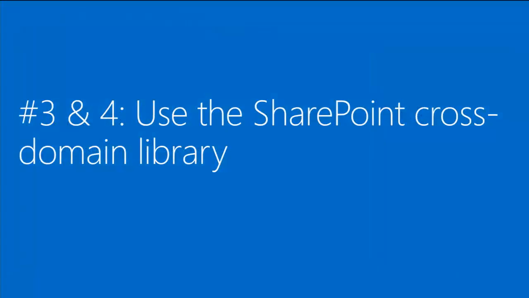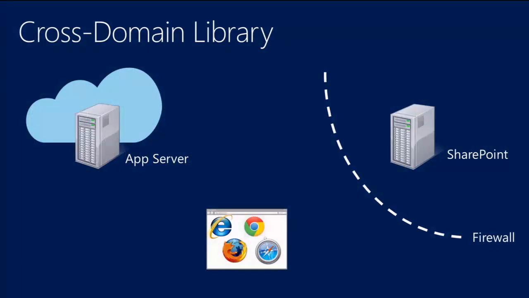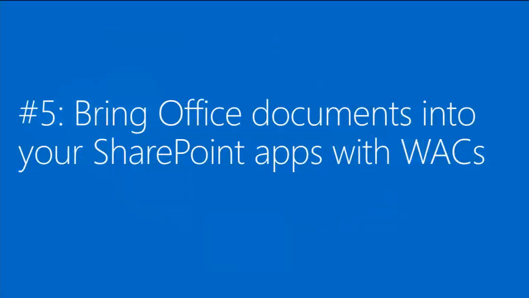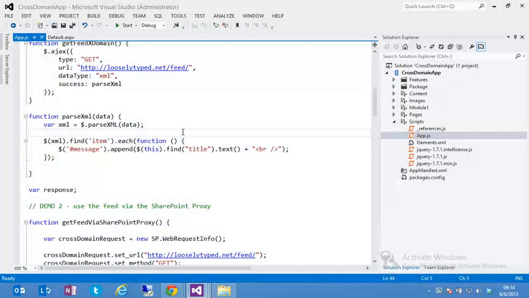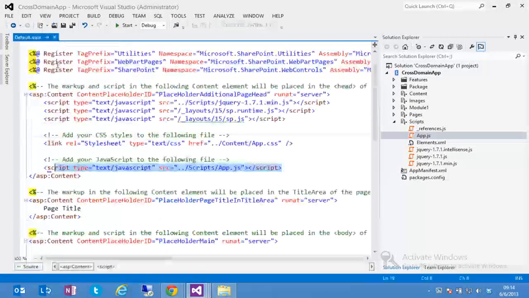Moving right along. I'm going to skip this next slide because we already talked about it. Bring Office documents into SharePoint apps with WAX. So WAX are the web applications for Office, Word, Excel, PowerPoint, OneNote, so forth. And so what you can do is leverage these in your SharePoint applications to do previews of documents from inside SharePoint, for example. And so you can create a nice, rich experience with these embedded previews.